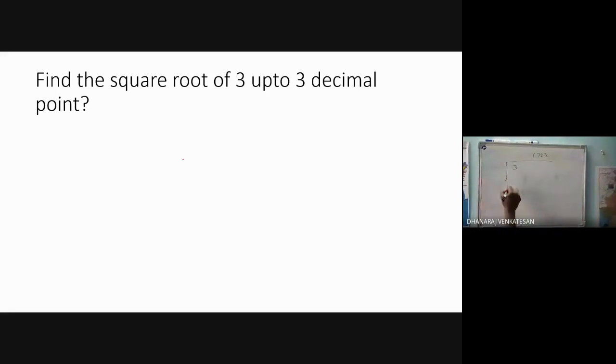3. For this, we have to find the square root. Up to 3 decimal points, they have told. So you have to keep a decimal point, and for each decimal point you have to write a pair of 0s. There are 3 decimal values, so 1 pair, 2 pair, 3 pair.